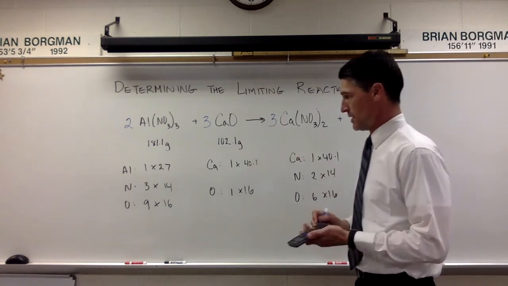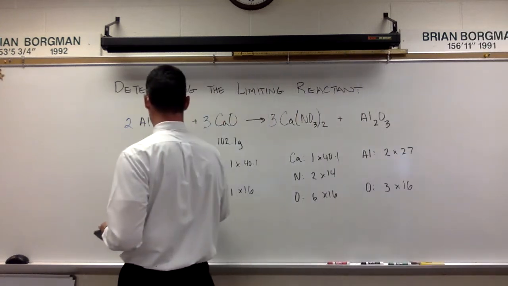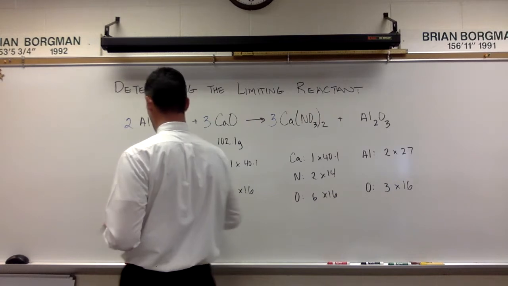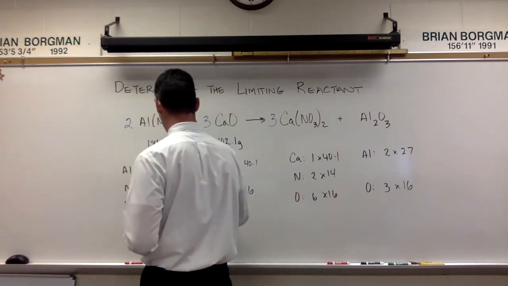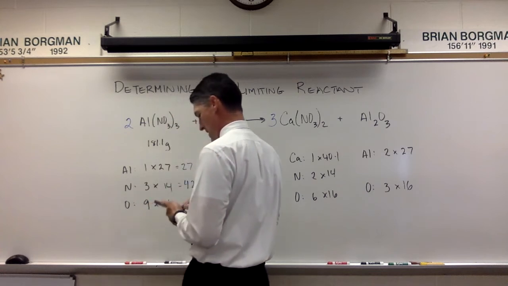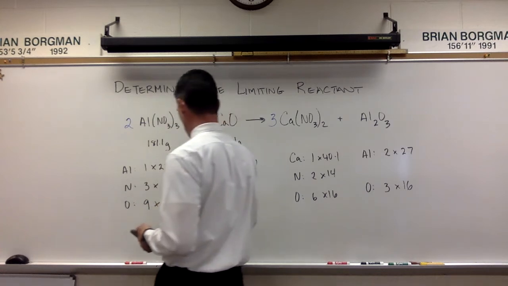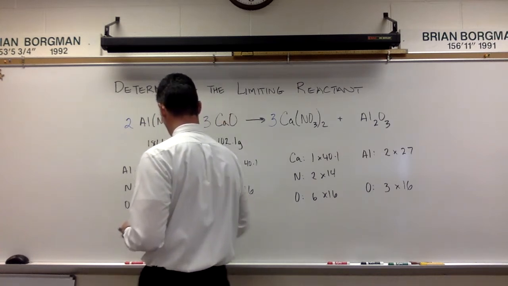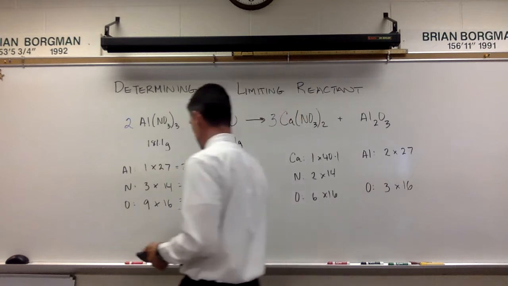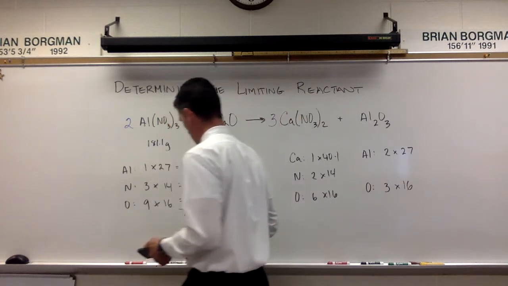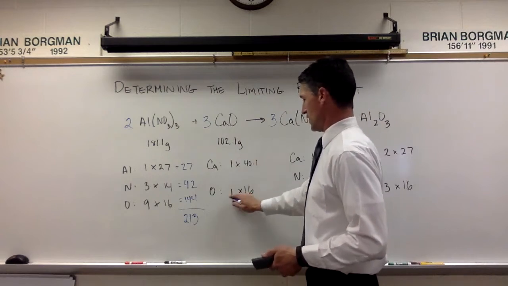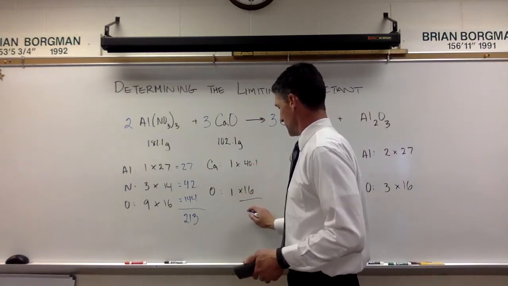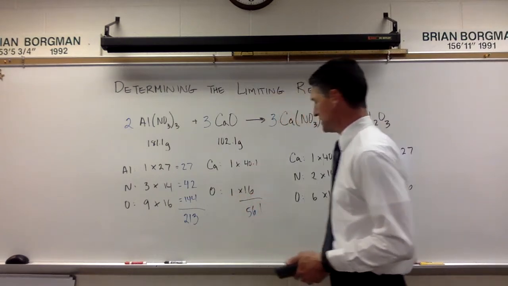So sorry to bore you. 1 times 27, that's 27. 3 times 14, 42. And 9 times 16 is 144. Add that up. 213 grams per mole. All right. One of these and one of these, we can just add that straight up. So this is going to be 56.1.